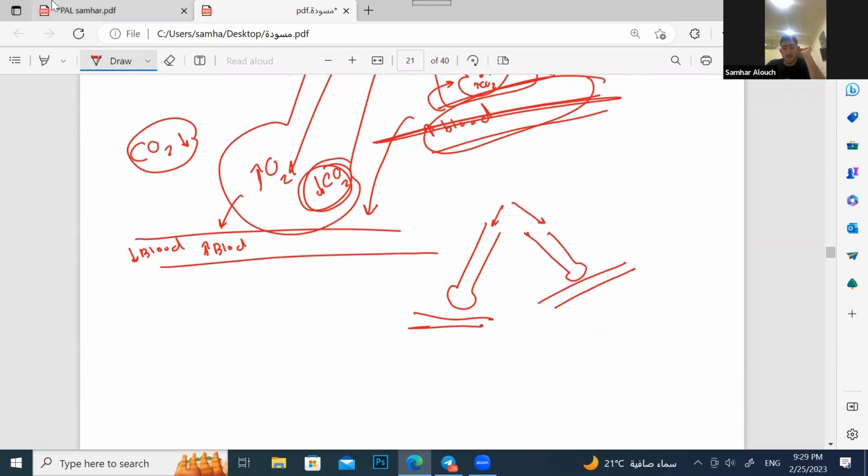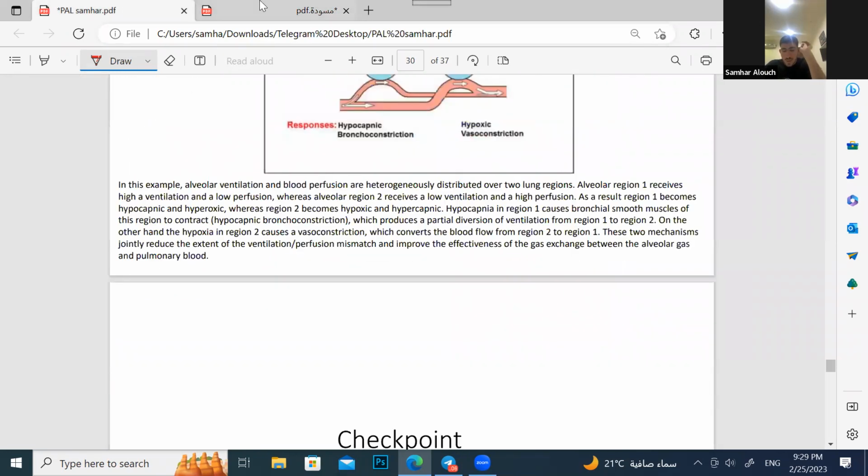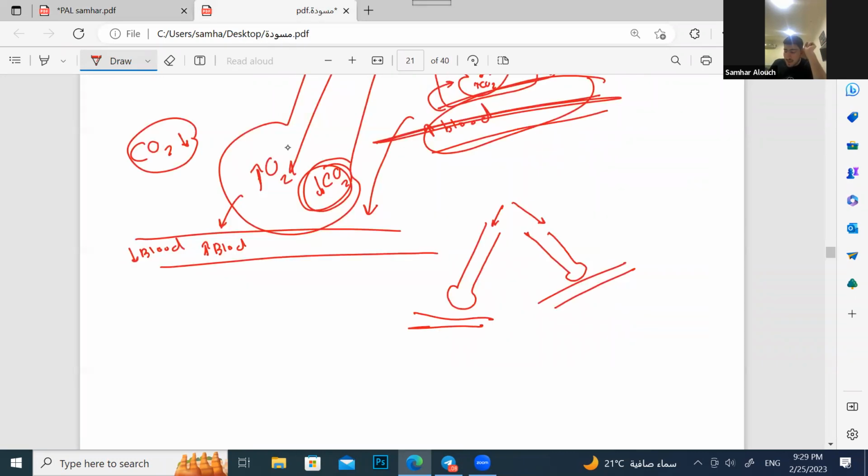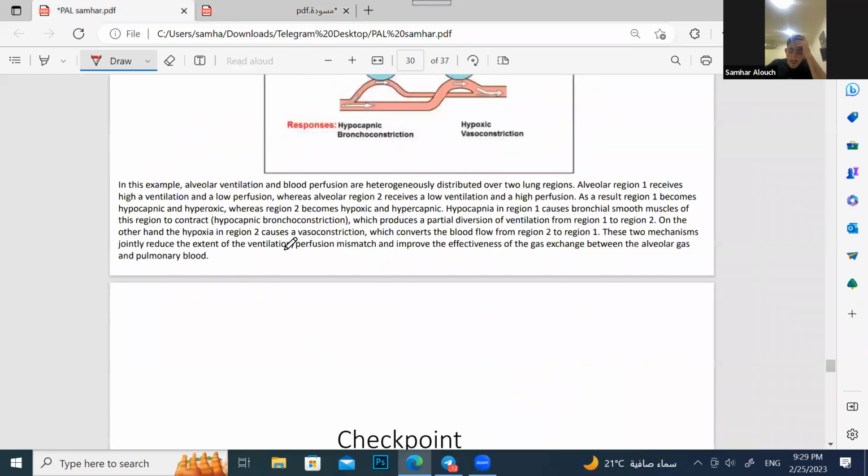And now we have two mechanisms, it's written here. The first mechanism is the hypoxia mechanism, where we have vasoconstriction, and the other mechanism is hypocapnia, which causes bronchoconstriction. Is it clear? And everything is in the slides.